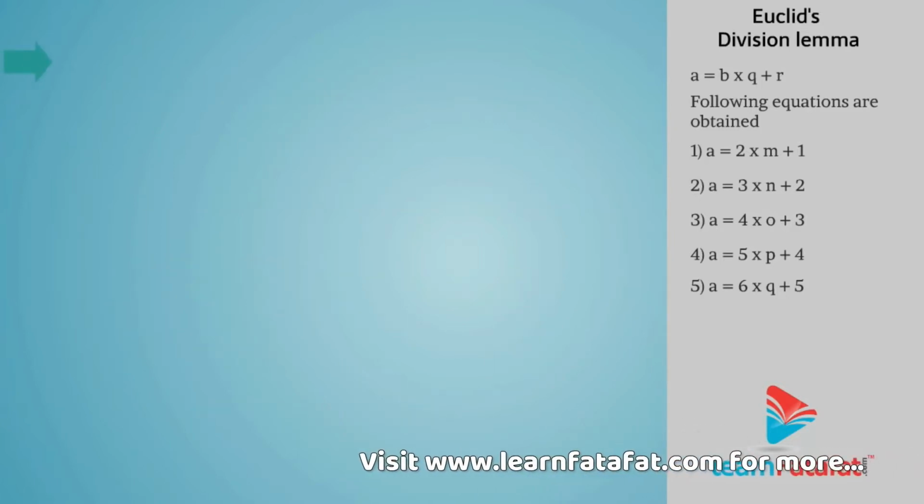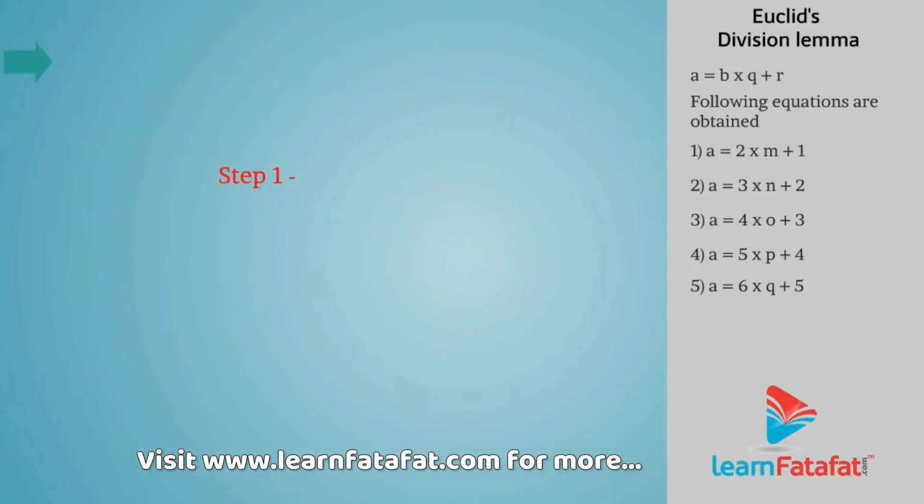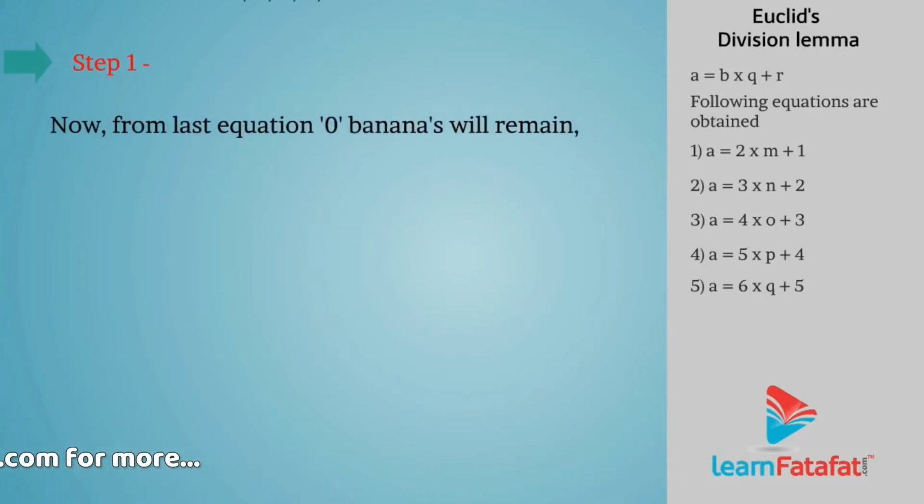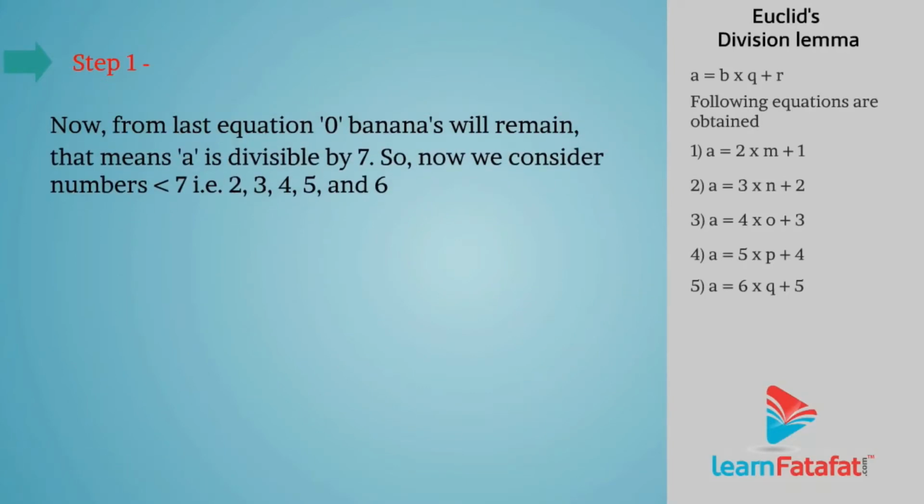Step 1. Now, from the last equation, 0 bananas will remain. That means A is divisible by 7. So now, we consider numbers less than 7. That is 2, 3, 4, 5 and 6.